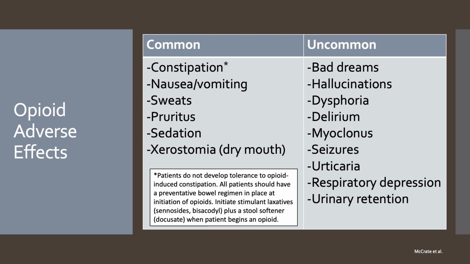Lastly, I'm going to touch on some adverse effects of our pharmacotherapy treatment options. Listed here is a table of the opioid adverse effects, both common and uncommon. The one adverse effect I really wanted to point out and talk about today is constipation. This is very common with opioids, and patients do not develop tolerance to opioid-induced constipation. Because of that, all patients should have a preventative bowel regimen in place at initiation of opioids. So we should initiate stimulant laxatives plus a stool softener when a patient begins an opioid.